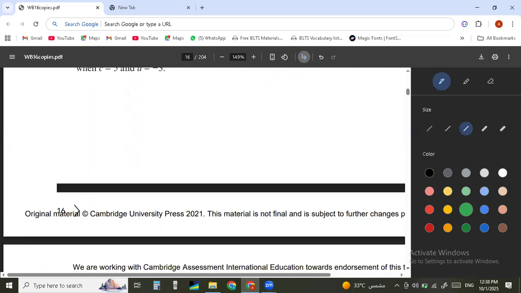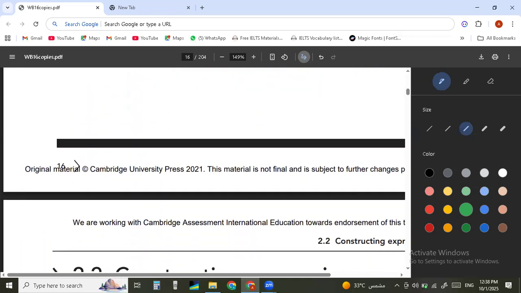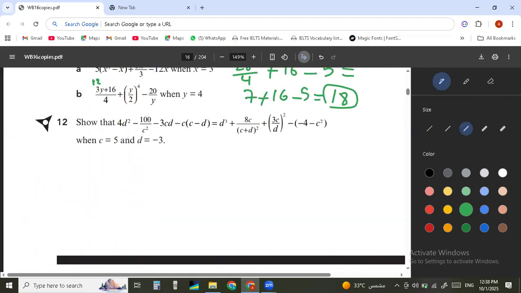I guess this is the last question. Yes, it is the last question. Here, they want you to show that this is the same as this when C equals 5 and D equals -3. So I'm going to remove the C in this section. I'm going to divide the page into two parts. One part for this when C is 5 and D is -3, and the other part is for this when C is 5 and D is -3. The answers at the end must be the same.